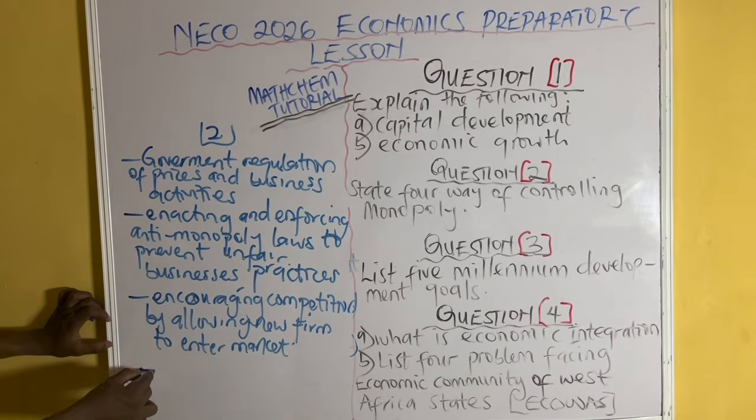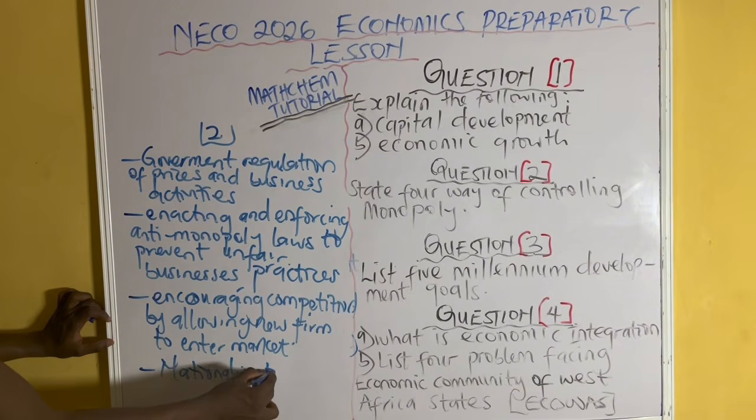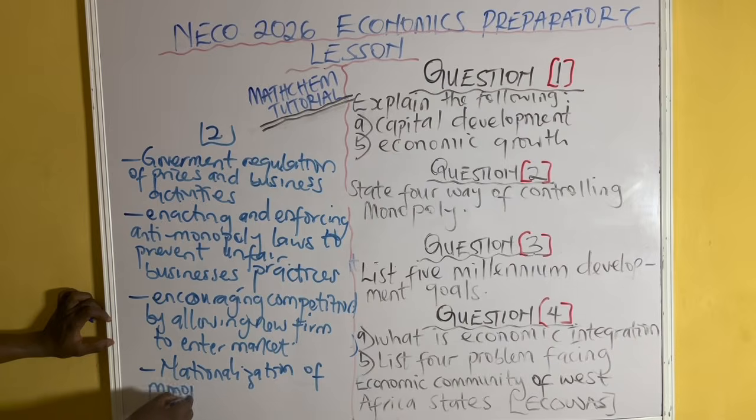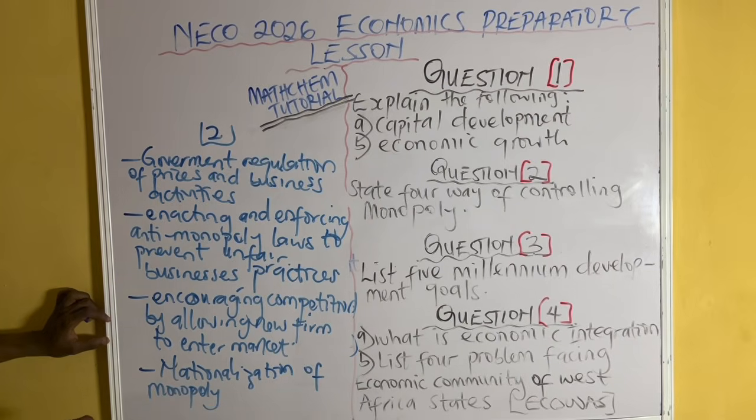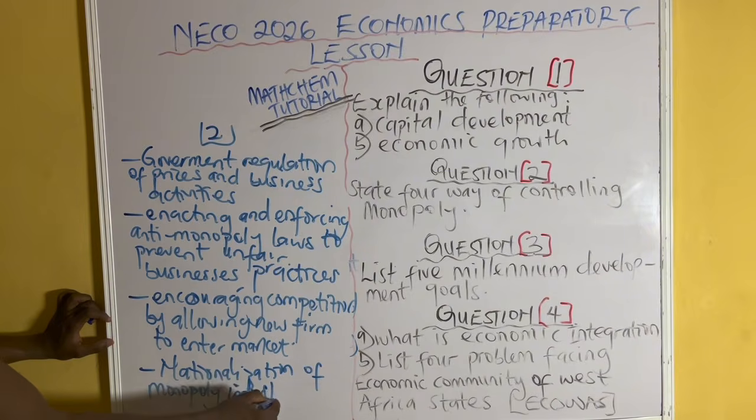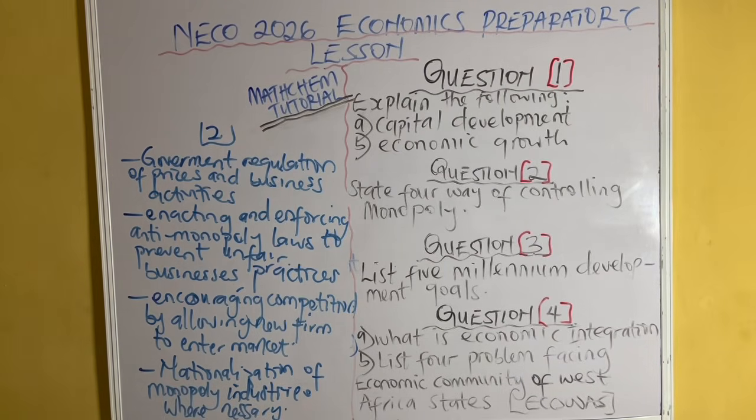And then number 4 is that there should be nationalization of monopoly industries where necessary. So these are the 4 ways of how we can control monopoly.